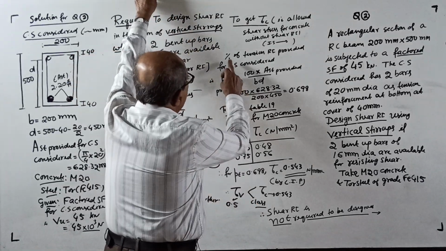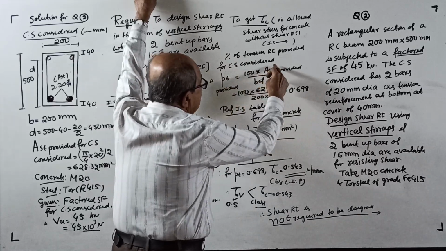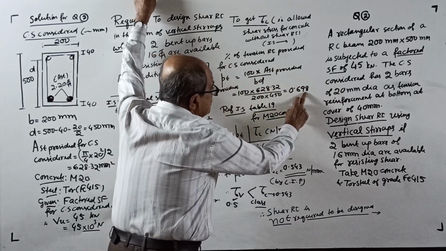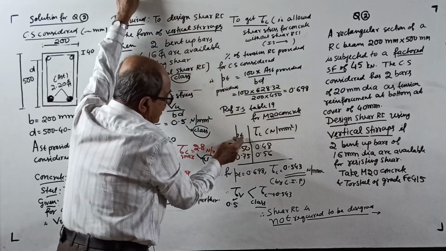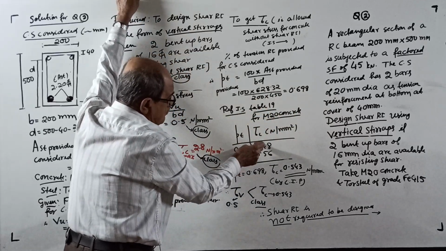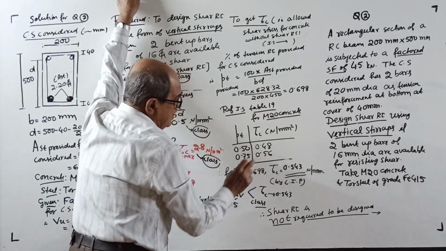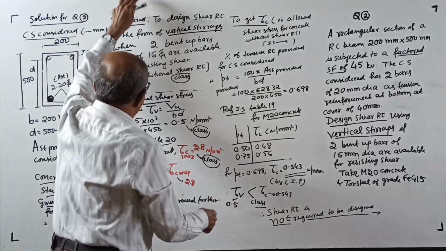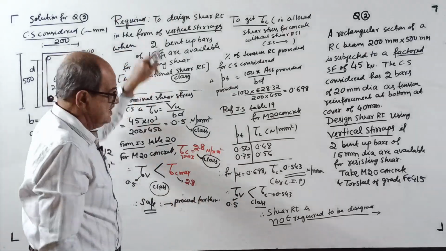For that you require the percentage of tension reinforcement provided, PT provided, 100 AST by BD. Calculate, it comes to 0.698. Refer Table 19, M20 concrete, for PT 0.5 and 0.75, you get the value from the IS code. By interpolation, you get 0.543.